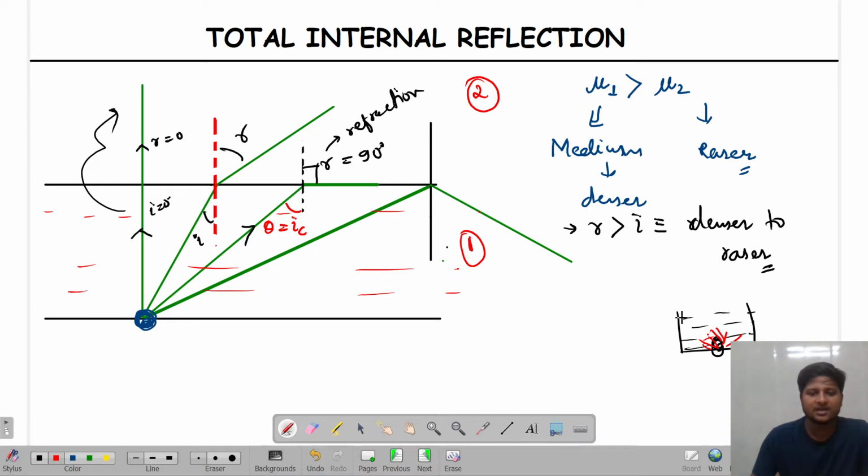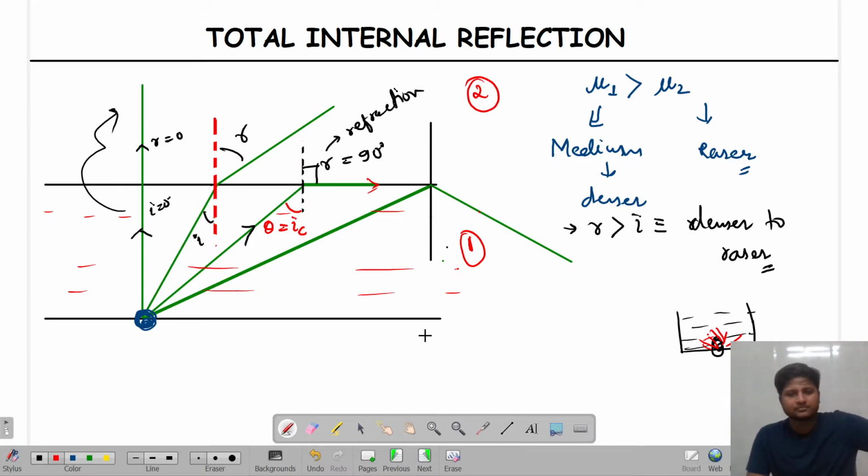What you will observe is that the whole surface of the water has become red. Why is it becoming red? Because of this particular property: the light is hitting at which angle? The critical angle, and due to that the light is traveling on the surface, and the refraction angle is becoming 90 degrees. Got it or not?